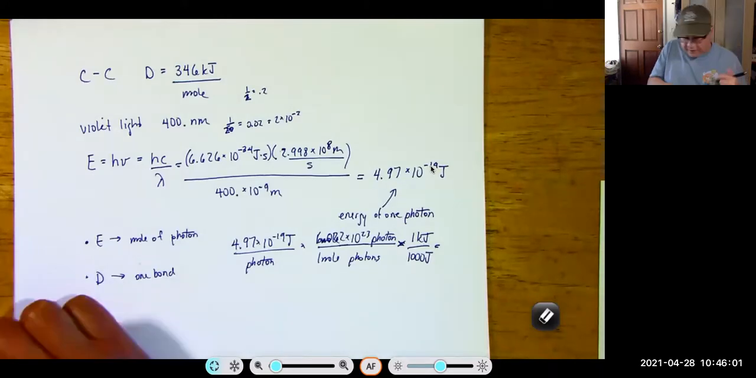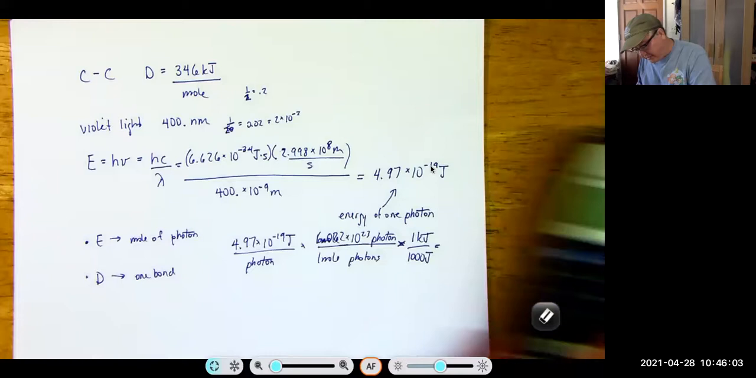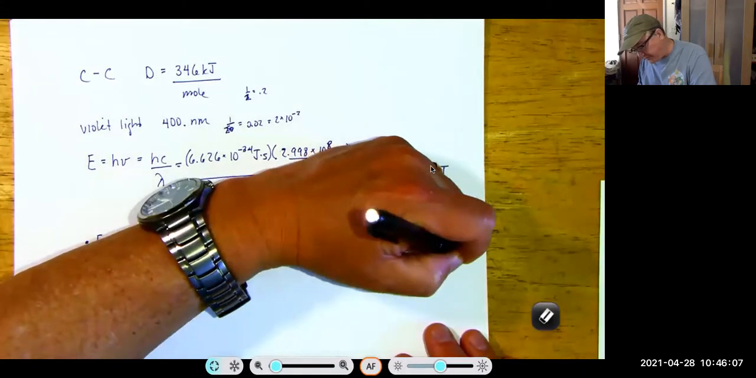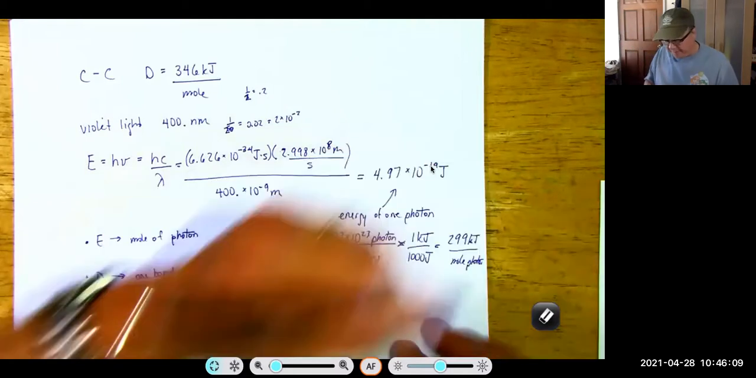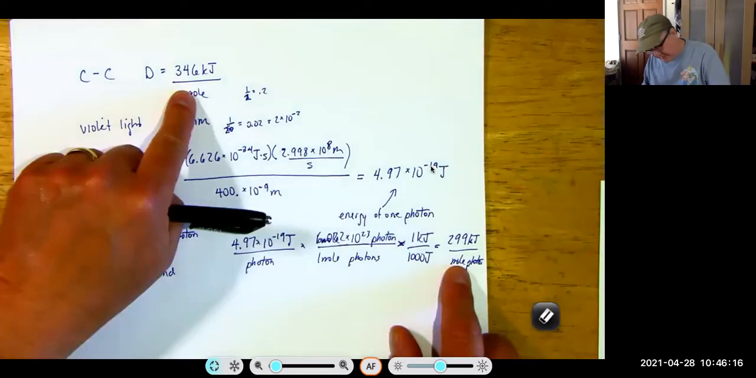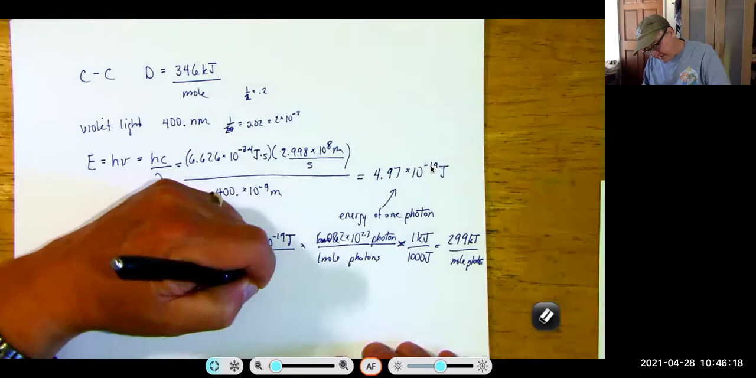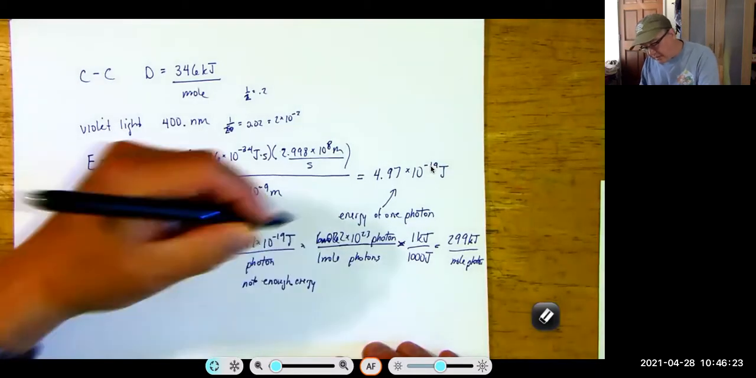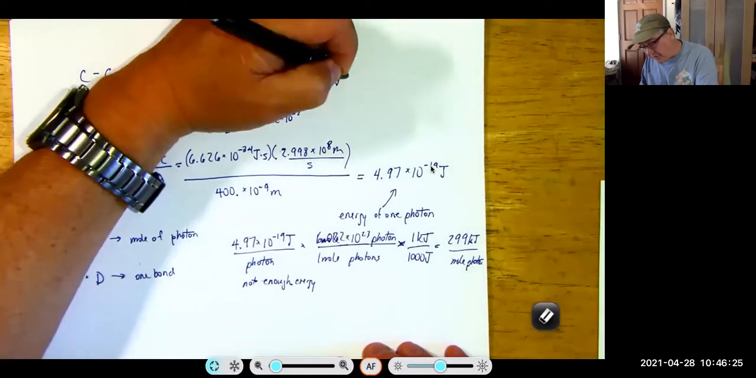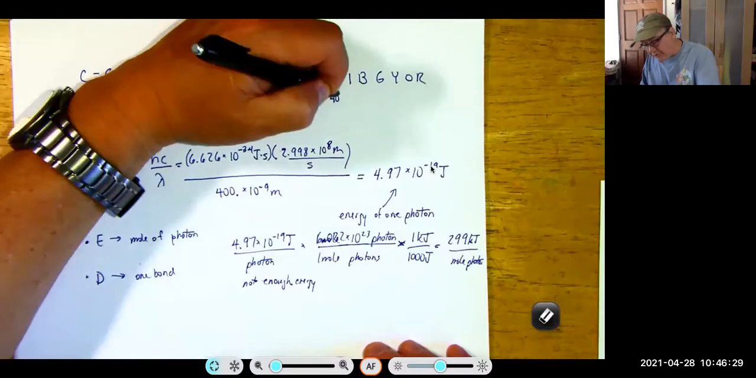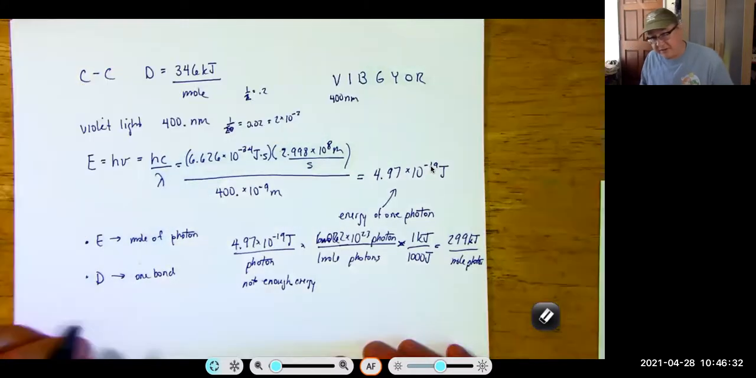So I get 299 kilojoules per mole of photons. Okay, so since that number is smaller than that number, it's not enough energy. And when we look at ROY G BIV, we know that violet is around 400 nanometers. And what is red going to be around? 700 nanometers.